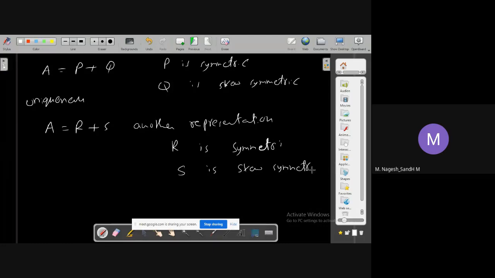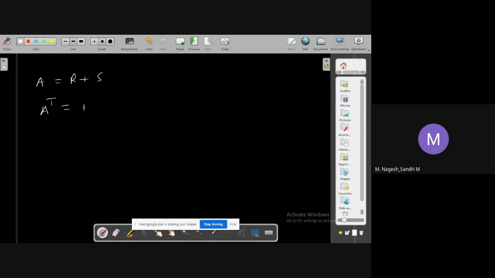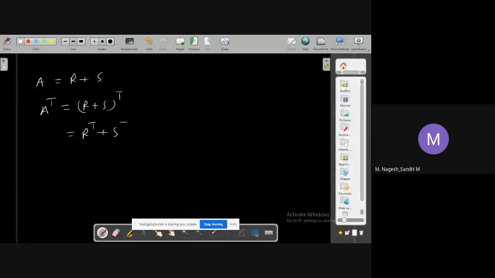I am saying A equal to P plus Q. Another boy is saying A equal to R plus S, R is a symmetric, S is a skew symmetric. So now what I am doing is A equal to R plus S. Take transpose both sides. A transpose equal to R plus S whole transpose, which is R transpose plus S transpose.